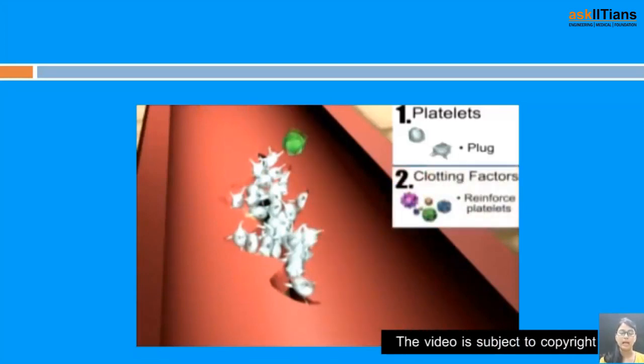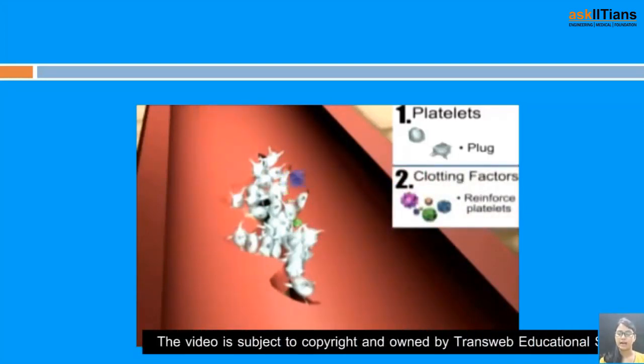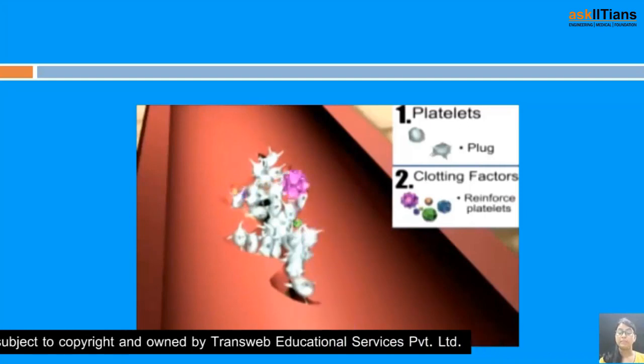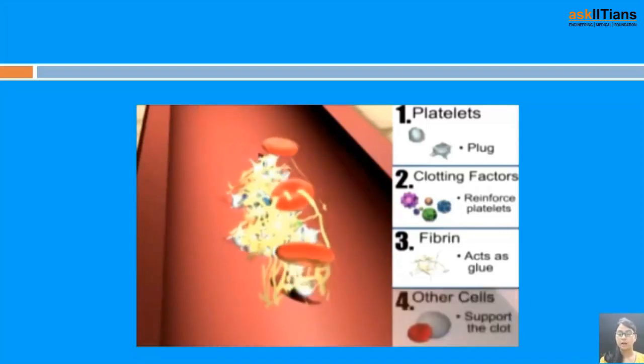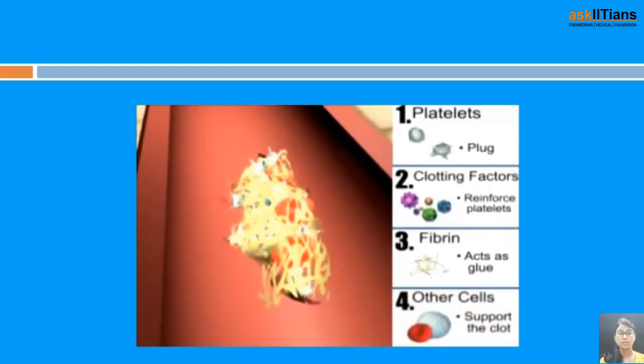So what will happen? Other materials are enforced. These are clotting factors. They become active and add to the platelet plug, and start to form a web of fibrous tissues. This is called fibrin. This web acts like glue and holds the platelets and clotting factors together. This creates a blood clot. Other cells like RBC and WBC can also get caught in this web and help reinforce the clot.